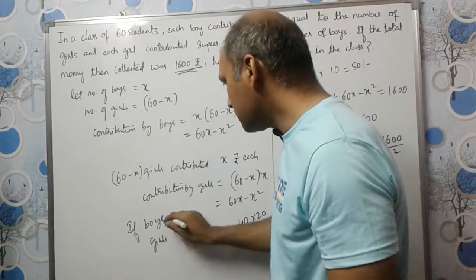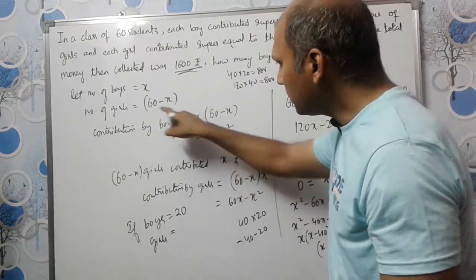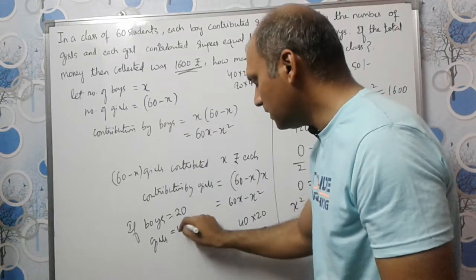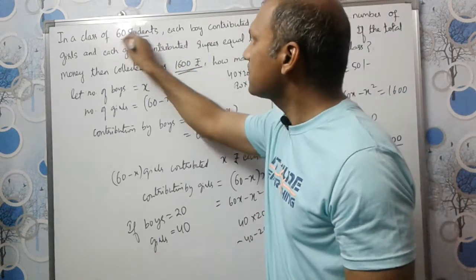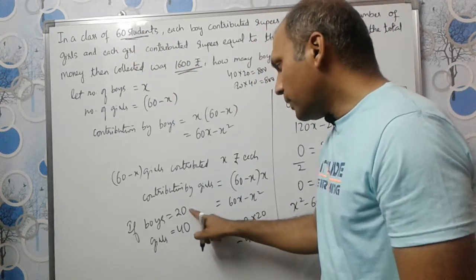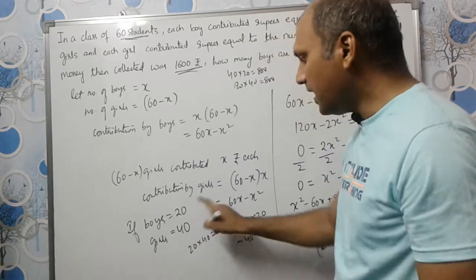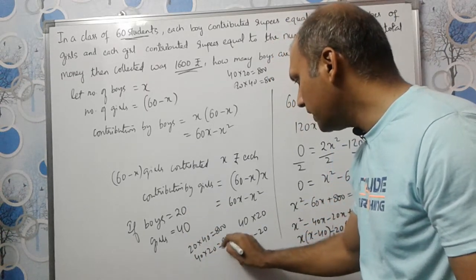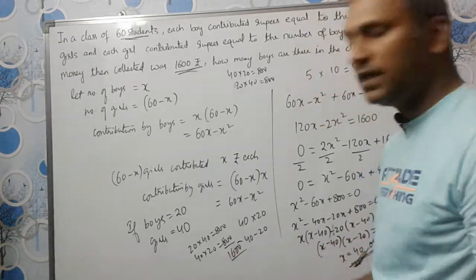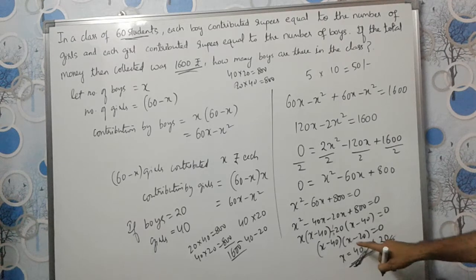If number of boys is 20, girls are 60 minus 20, which is 40. Again the sum is 60. So 20 boys each contributed 40 rupees. So this is 800, and 40 girls contributed 20 rupees each. So 40 into 20 is also 800. So total is how much? 1600. So both the values are correct. Number of boys are either 40 or 20. I hope you understood this.